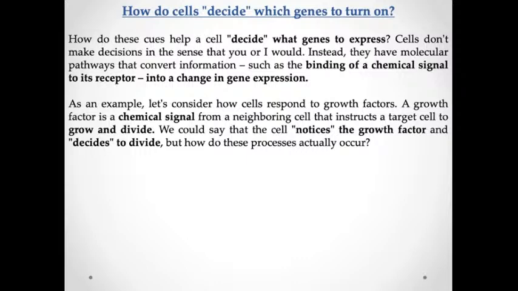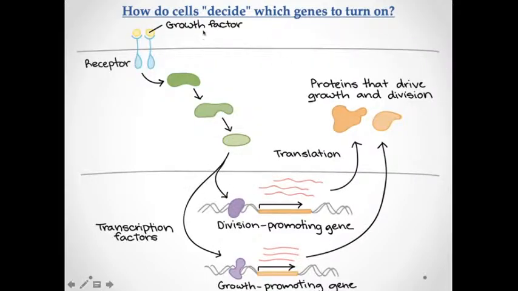As an example, let's consider how a cell responds to growth factors. A growth factor is a chemical signal from a neighboring cell that instructs the cell to grow and divide. Here we can see a growth factor attaching to the receptor. It activates various proteins, which attach to the transcription factors, leading to division-promoting and growth-promoting genes, which are further producing, in the translation step, the proteins that drive growth and division. So that's how this whole system works out.